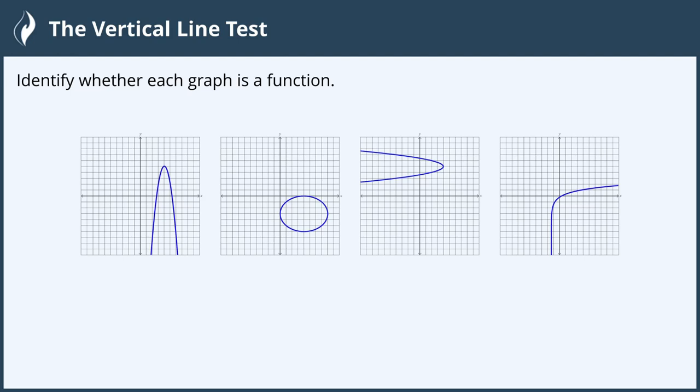Hi everyone! In this video, we will do the vertical line test. Identify whether each graph is a function. The definition of a function is that every x value has exactly one y value.